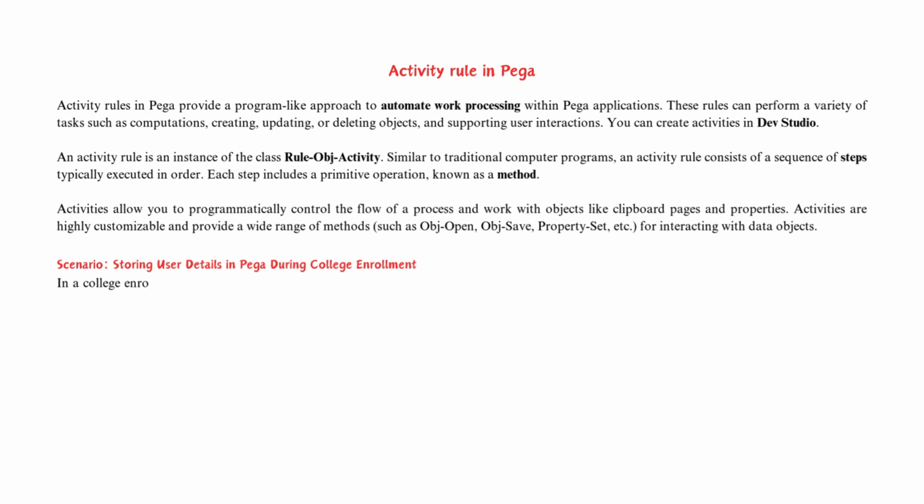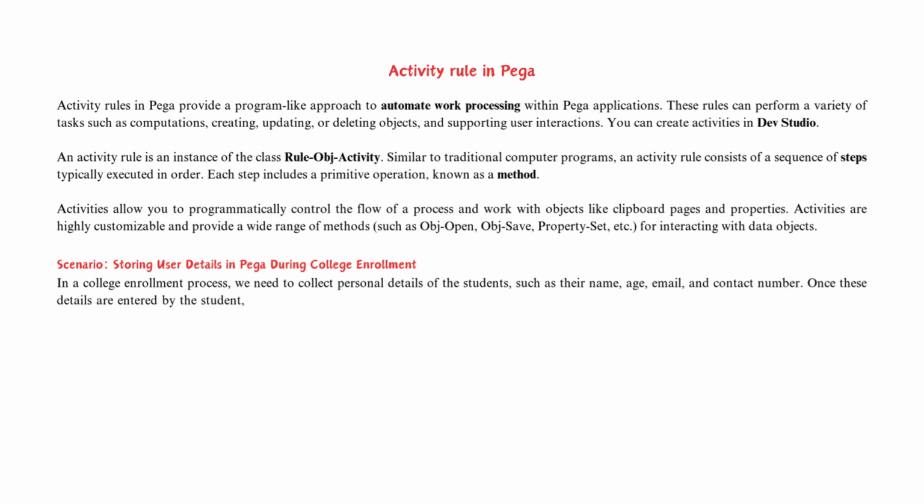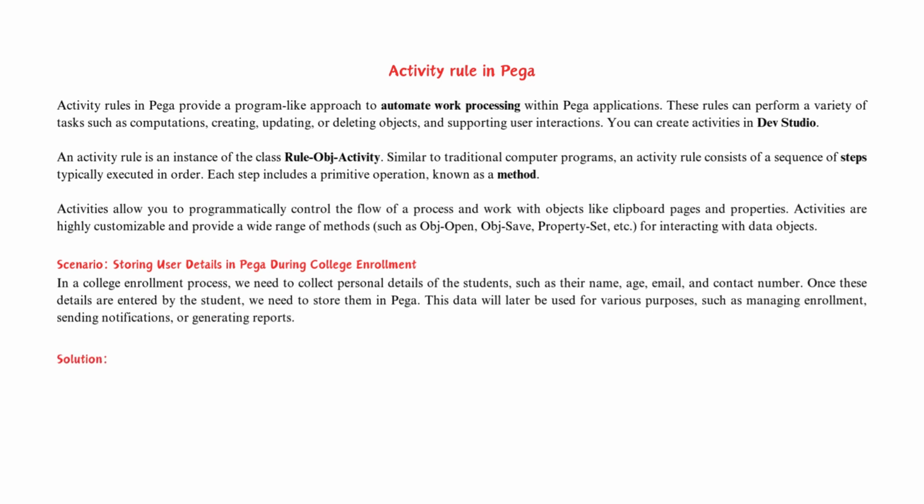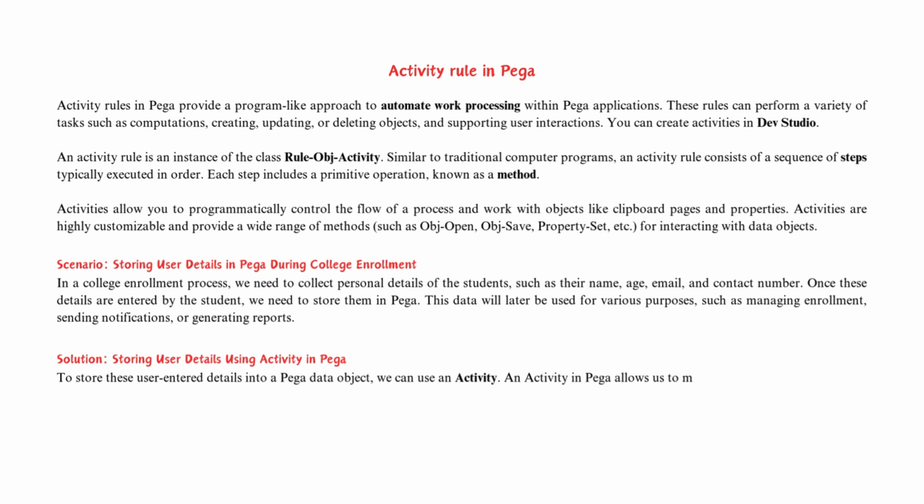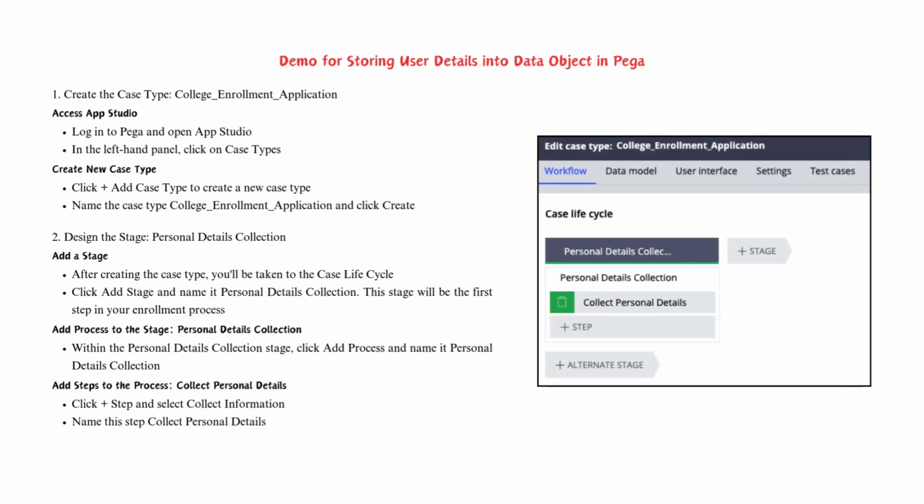Imagine a college enrollment process where we need to capture student details like name, age, email, and contact number. We'll use an activity rule to store these details in Pega, making data handling for enrollment, notifications, and reporting smooth and efficient. This approach automates data storage directly into a Pega data object, saving time and reducing human error through consistent automation. Our first step is to create a case type, College Enrollment Application.